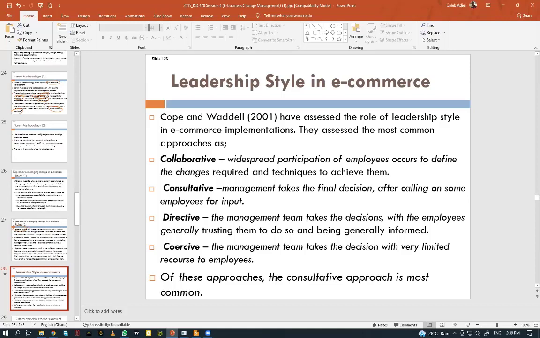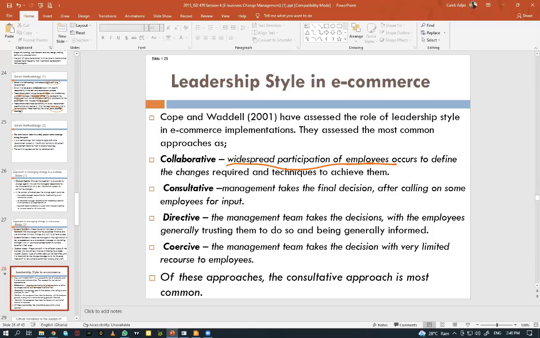What is the collaborative type? That is a widespread participation of employees to define the changes required and techniques to achieve them. So they want to introduce a particular new system or a new change to the organization. And what they do is that they involve employees, okay? Widespread participation of employees. So their views and opinions are sought after, okay, to define the changes and required technique to achieve them.